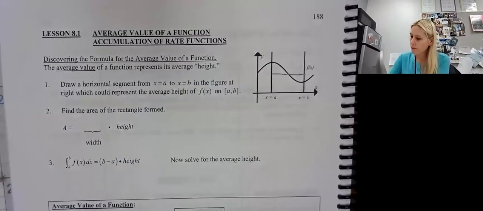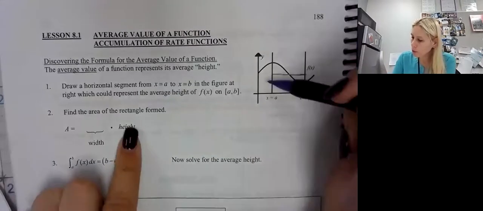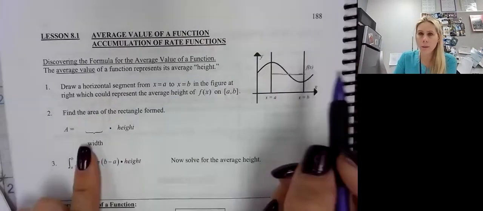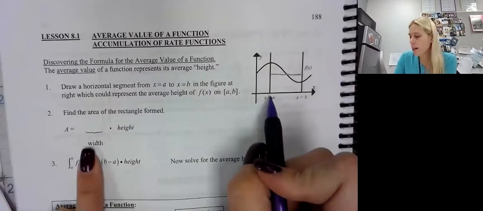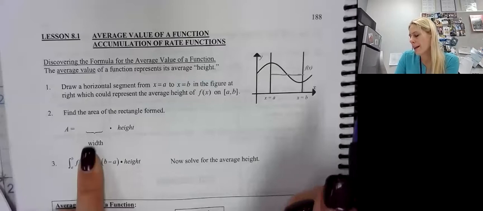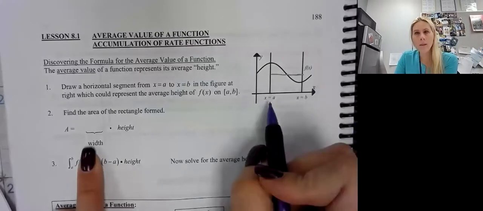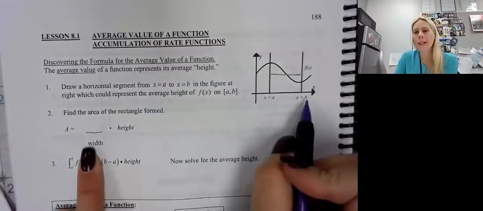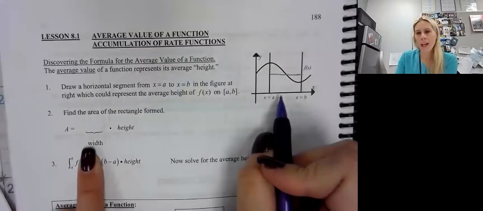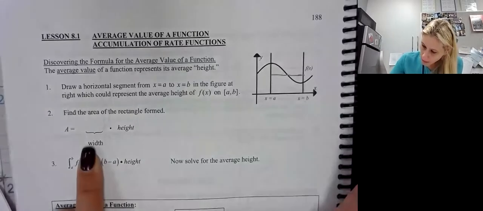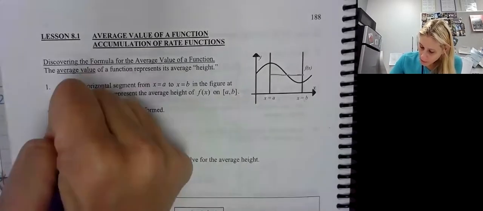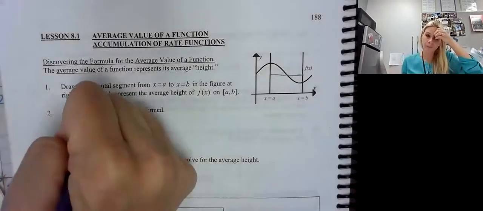Well, of course, we have height, and this is our height right here. But when we talk about our width, what is the value of this width right here? Well, if you can't see it right away, think of numbers. Let's say this is 2 and that is 5. Well, that would make the width 3. So how can we represent that in terms of B and A? Well, that would be B minus A is our width.